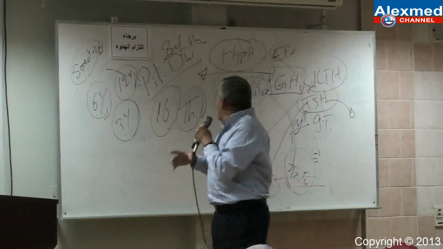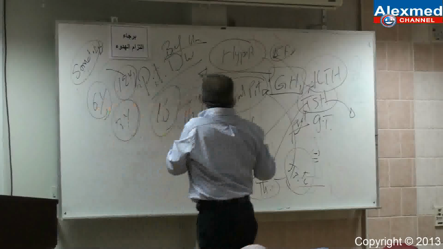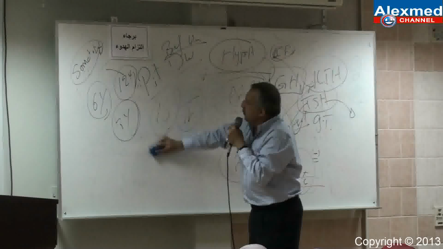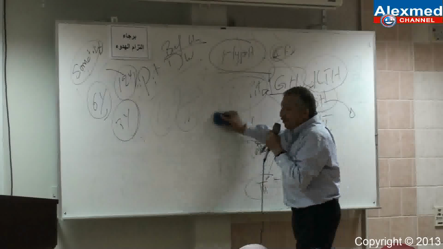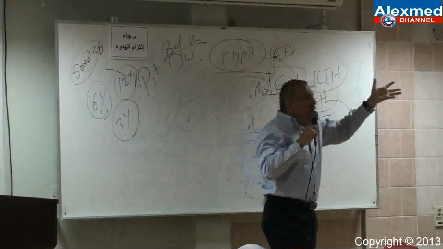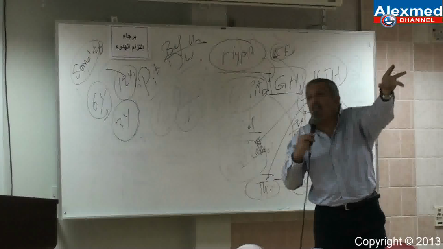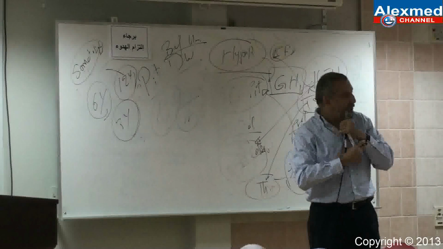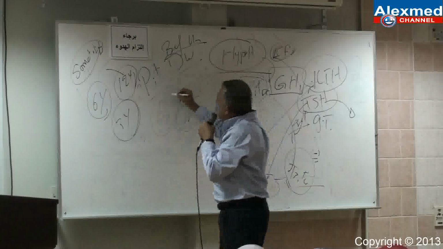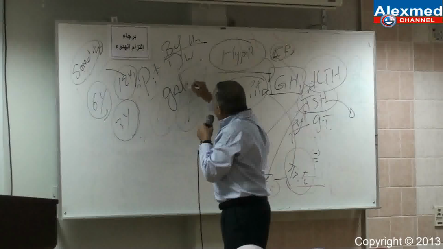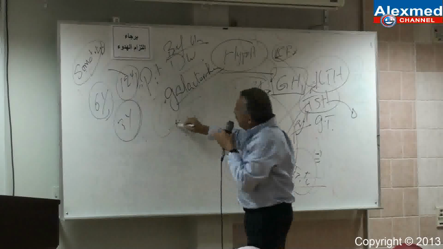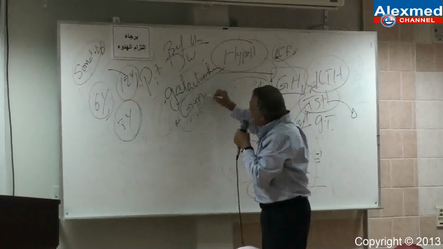Okay, let's move on. Let's see prolactin. What's the importance of prolactin? Prolactin is very important for the release of milk. So, we have a disease called galactorrhea. We have a disease called gynecomastia.